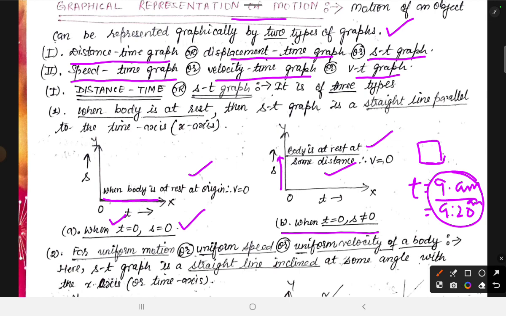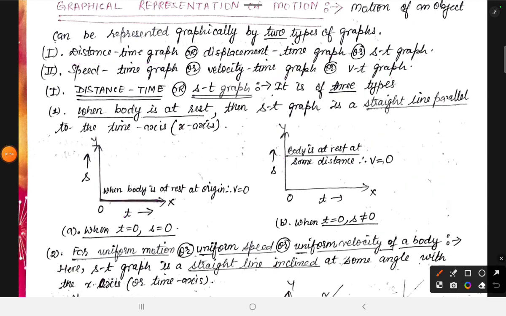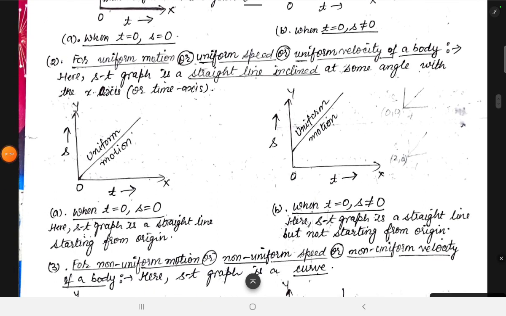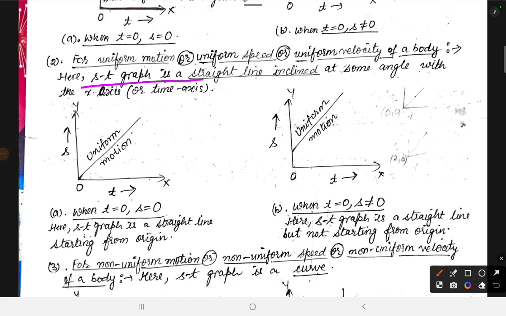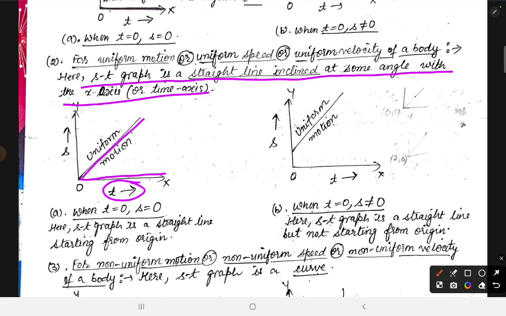For uniform motion or uniform speed or uniform velocity of a body, what could be the graph here? Let us find out. The ST graph is a straight line inclined at some angle with the x-axis. The x-axis is always taken as the time. So uniform motion will be just like an inclined plane. When the time is 0 and S, that is the distance, is also 0, the ST graph is a straight line starting from the origin.